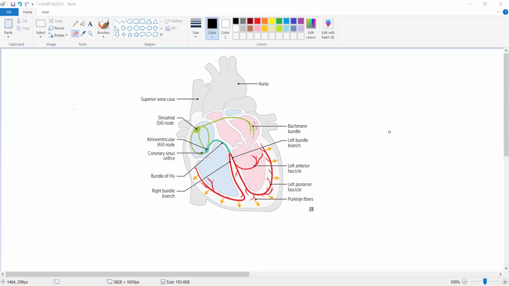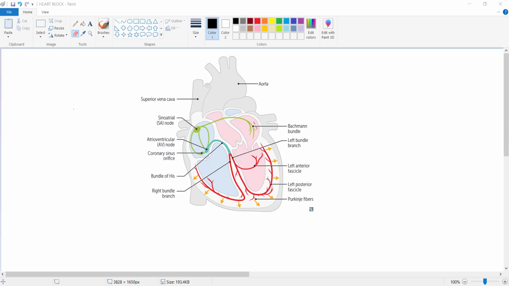So today we will discuss a very important topic, that is heart block. It is also known as nodal block or AV block, right? Before discussing the real topic of today, that is heart block, first we discuss the conduction system physiology of the heart.